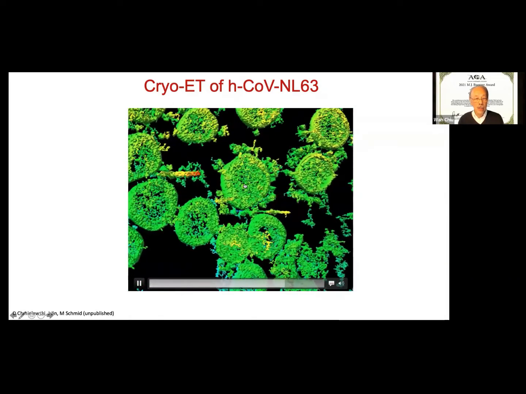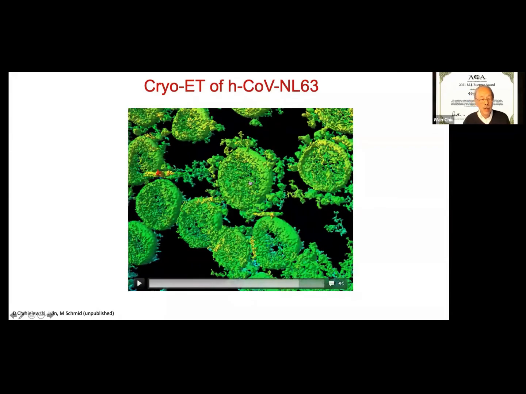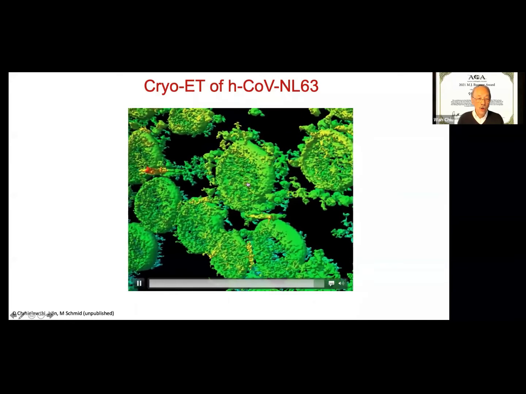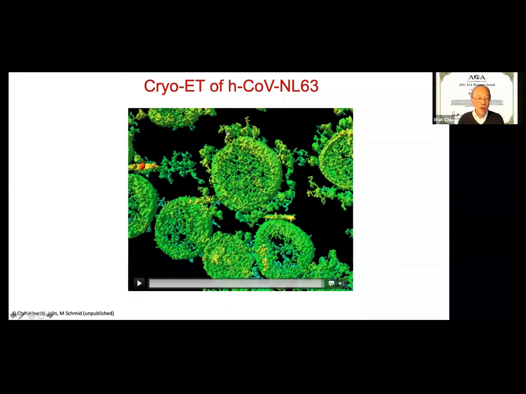Not only on the NL63, we actually have some data collected in Galveston, at a safety level 3 facility, of the COVID-2, showing that the spikes also distribute irregularly on the surface of the COVID-2. So here you can see all the spikes are sticking out at somewhat different orientations with respect to the surface of the membrane of this virus.